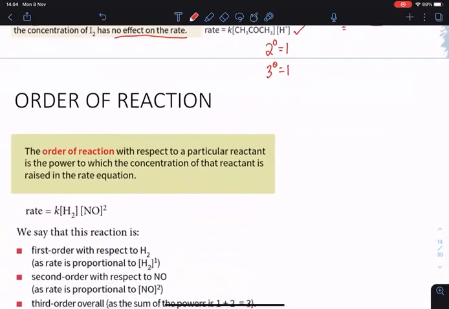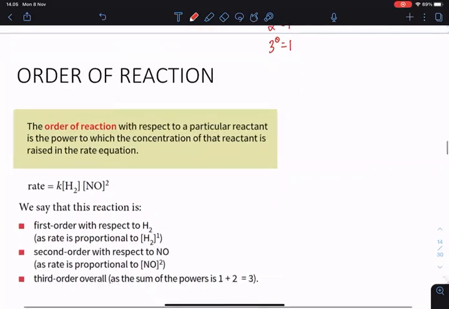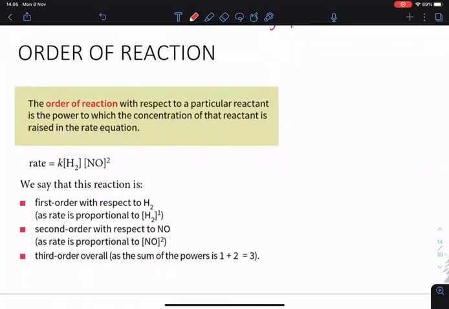Okay, so now I have introduced to you what we call the order of reaction. What is order of reaction? According to the textbook, it is, with respect to a particular reactant, the power to which the concentration of the reactant is raised in the rate equation. For example, if you have this rate equation, do remember this is the rate constant. You can see this one didn't write anything, it means 1.